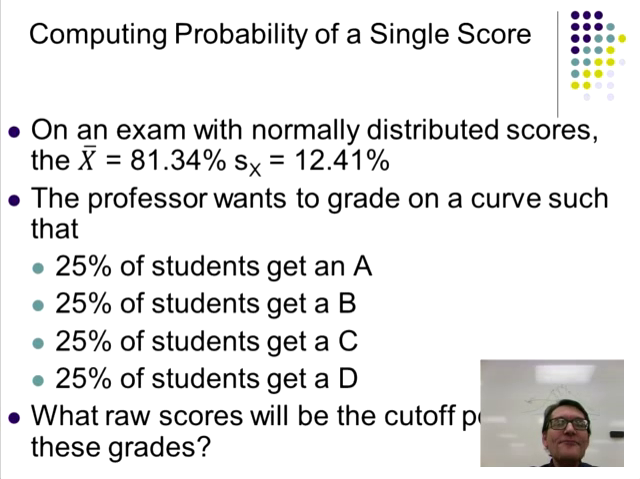No problem. On an exam with normally distributed scores, the mean is 81.34 and the standard deviation is 12.41. So now this professor wants to grade on a funky curve. Are you ready? The top 25% of scores are going to get an A. The next 25 are going to get a B. The next 25 are going to get a C, and the bottom 25 are going to get a D. I was like, wow, that's kind of a brutal grading curve. But you know what? We're just going to run with it.